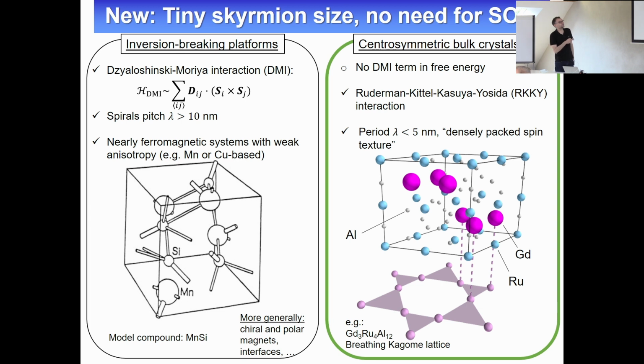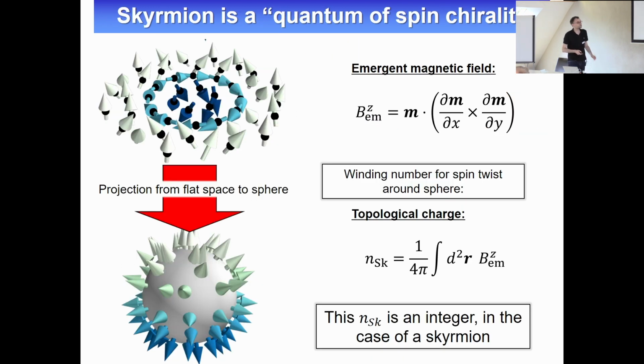You would instead rely on Ruderman-Kittel-Kasuya-Yosida interactions, which essentially want to produce a periodic spin texture. And the spin pattern period can be smaller than 5 nanometers. So you can have this very dense spin texture, actually in most recent work down to 1 nanometer. So you can have a spin vortex which has only around 9 or 10 atoms in it. So it's not really a skyrmion anymore in the traditional meaning of the word, but it's still a twisted spin texture. And just to reiterate the point, this skyrmion, of course, is essentially a quantum of this emergent magnetic field.